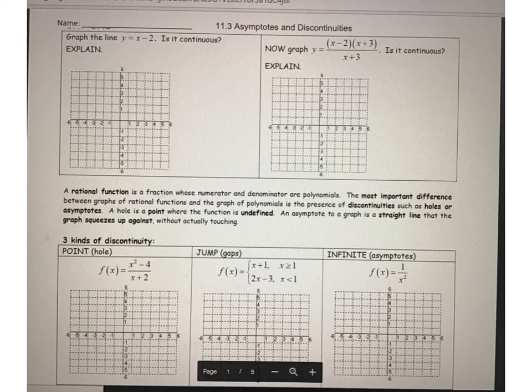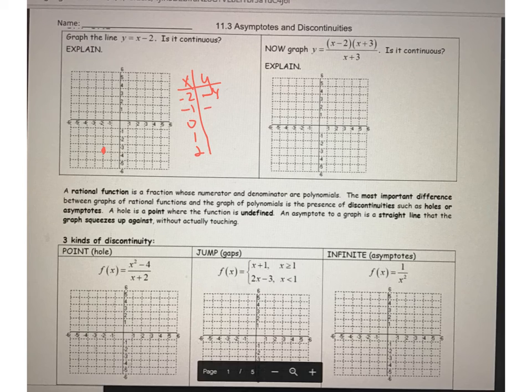But let's start with the first example here, and it asks us the question: graph the line y equals x minus 2, and is it continuous? So first let's graph. If we want to graph, we need to plug in some easy points. Some easy points to plug in would be from -2 to 2. So if we plug in -2, -2 minus 2 is -4.